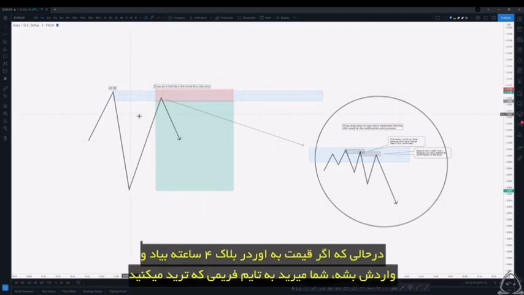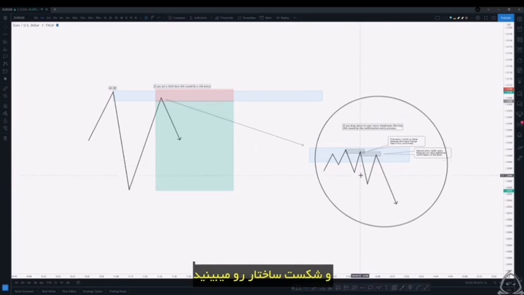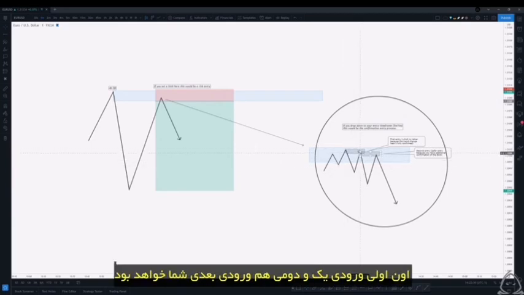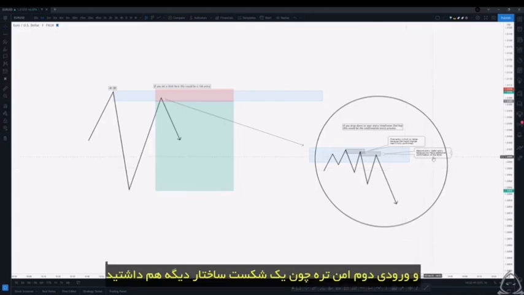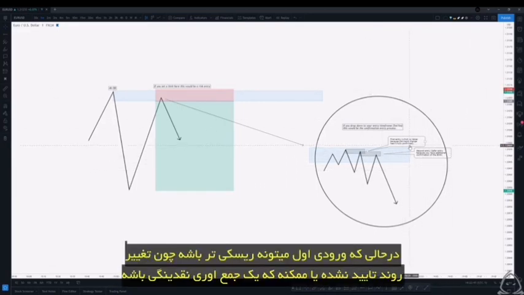Whereas if price comes into that 4-hour order block, taps into it, you drop down to your execution time frame, and you start to see that break of structure. The first one would be that entry 1, and that second one would be entry 2. And the second entry is safer because you have that additional break of structure, whereas the first entry is riskier because the trend hasn't fully changed or confirmed, because it could be a grab of liquidity.